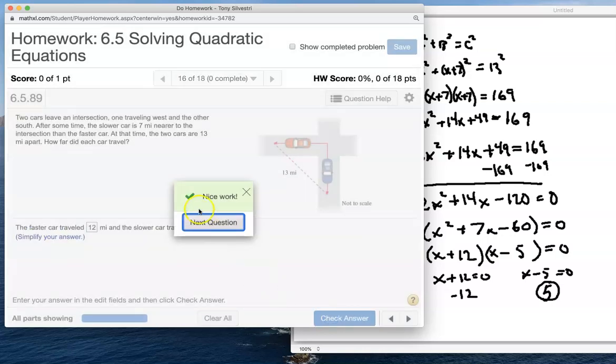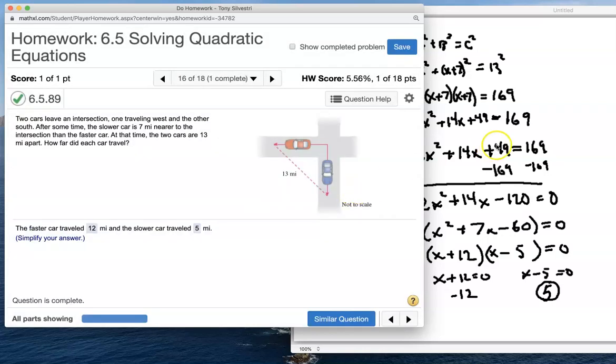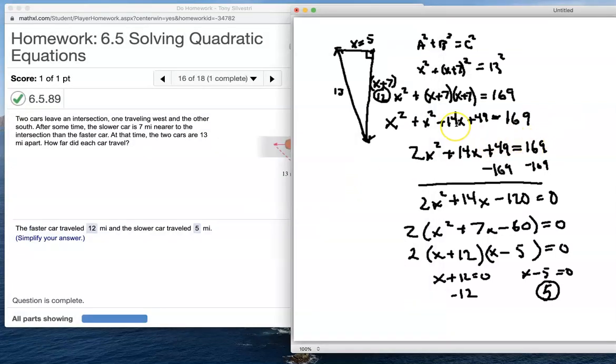Check your answer. Great. Okay, so it's not that intense. Don't make this intense. Just believe in yourself and that we went through all the steps necessary to do the problem.